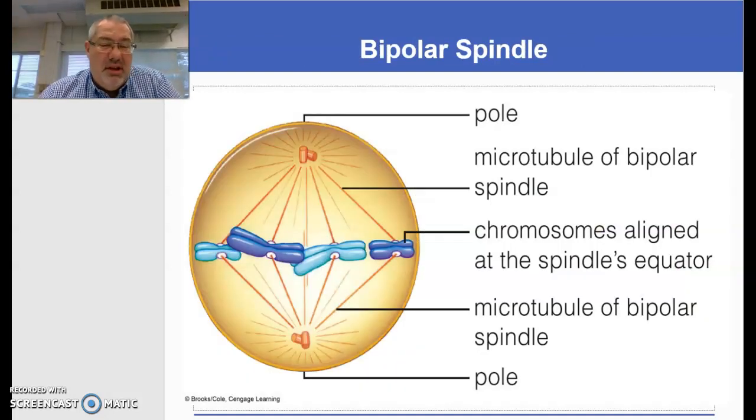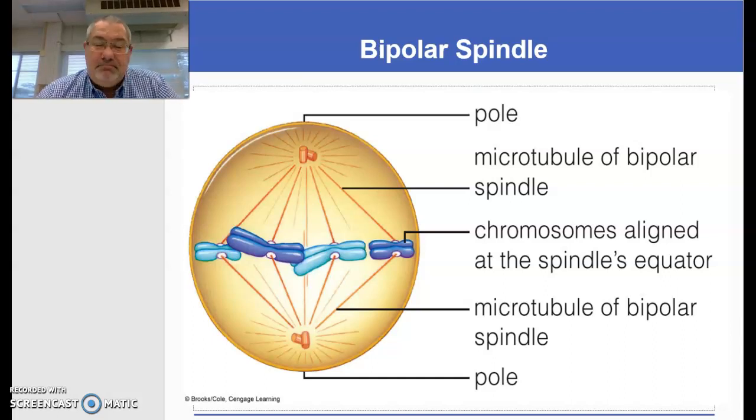I thought I would put up a picture of the spindle. Some people call it a spindle apparatus. Some call it a bipolar spindle because it has two poles, if you will. The poles are illustrated and labeled in this particular illustration. The spindle fibers are made up of microtubules. They're a part of the cytoskeleton, again, that has multiple functions, including cell reproduction.